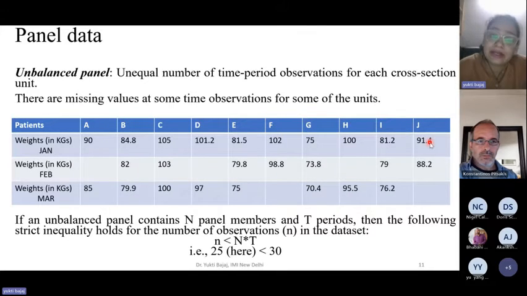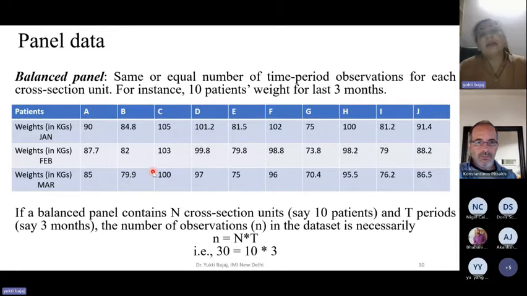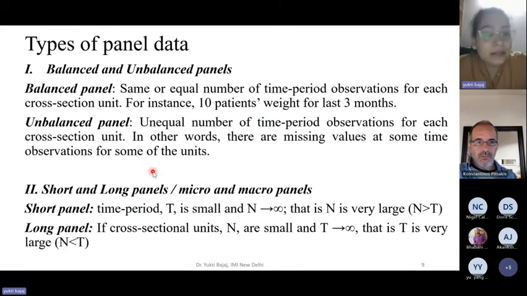So this kind of data is known as unbalanced data, wherein you have an unequal number of observations for the time period against each cross-section unit, right? So for example, A has only 2 observations, whereas B has 3. So we have 1 missing, because of which this entire number is less than 30. So this was the first classification of panel data.